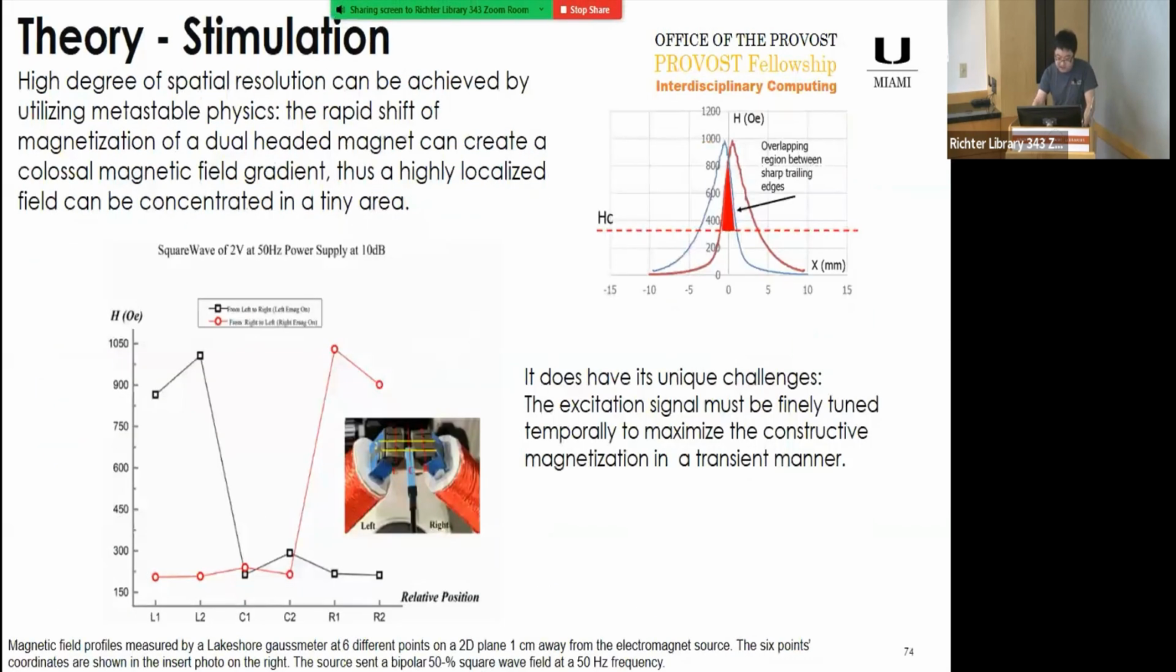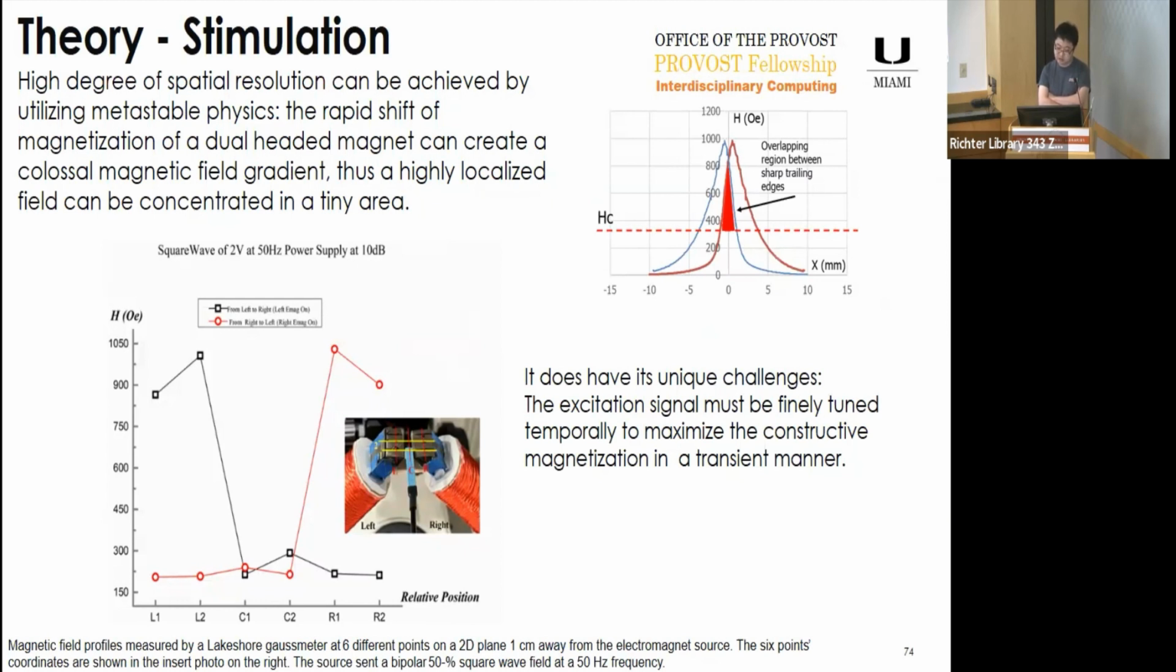So here is the theory: with the theory of metastable physics, we can have a two-headed magnet. The magnetization is a transient process, right? For example, when you have a coil surrounding an iron ferromagnetic core, the moment you apply the current, the magnetization starts, which is the alignment of the spin electrons of the atoms. So it's not a 0-1 process, it actually takes time. The atom is going to try to magnetize the neighboring atom.